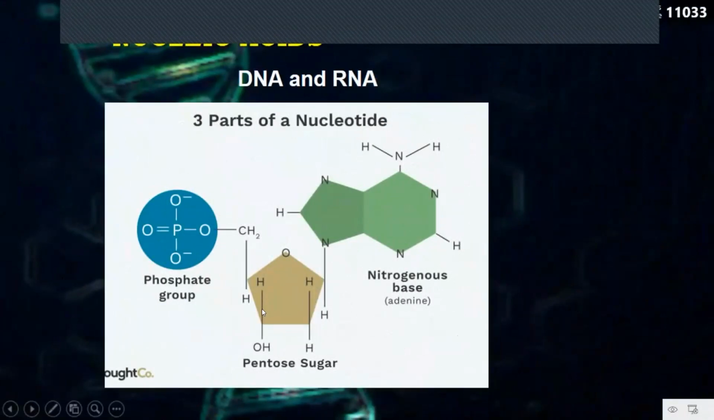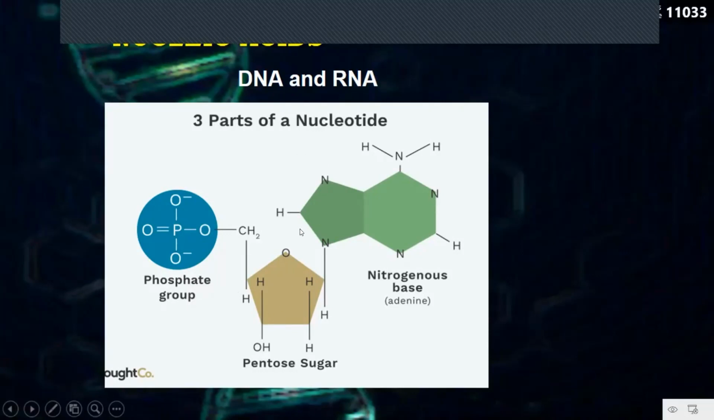Then we also have the pentose sugar. DNA and RNA have different pentose sugars, right? For RNA, we have a ribose sugar. For DNA, we have deoxyribose. Okay? That sugar difference is what makes it DNA or RNA.